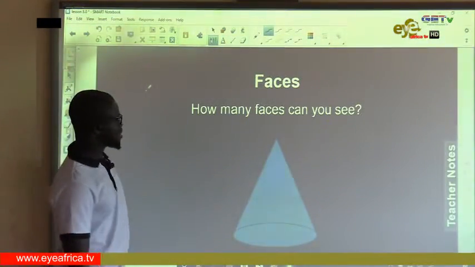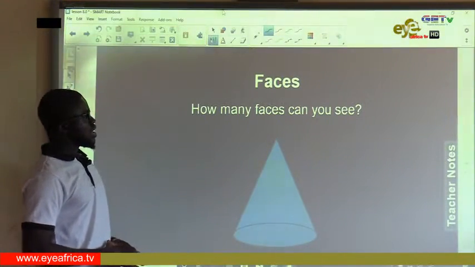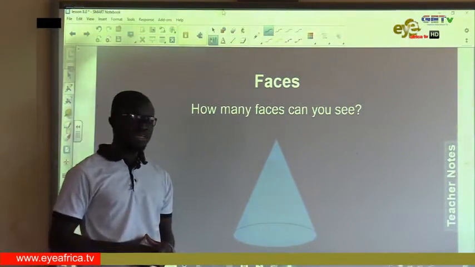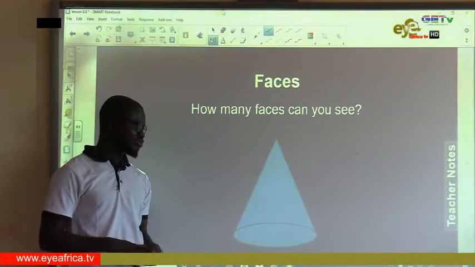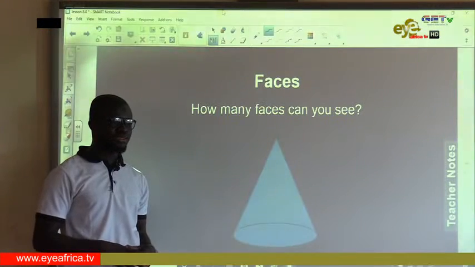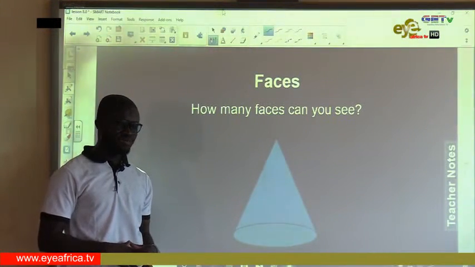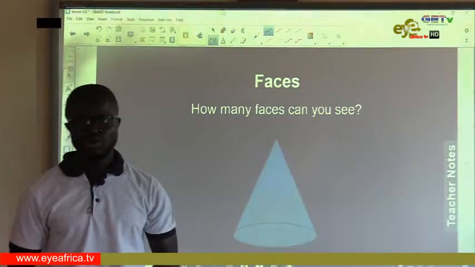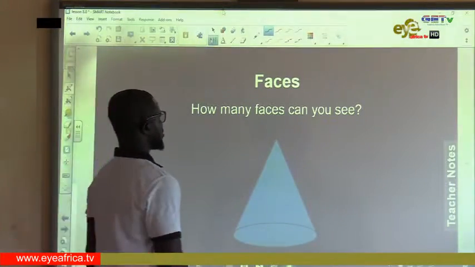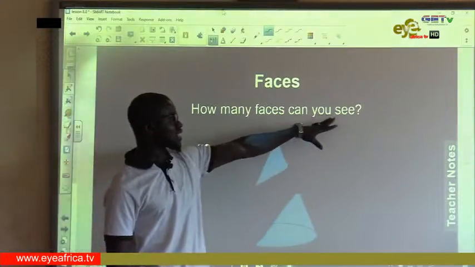Now the next question is the shape we have on the screen. I want you to tell, because we did something like that in the previous slides. What shape can you see on the screen for those viewing? The shape is a cone. Now the question to the cone is, how many faces can you see?